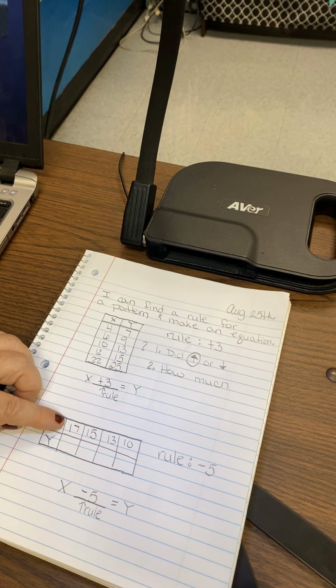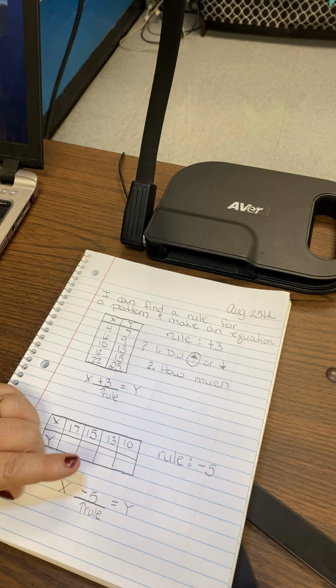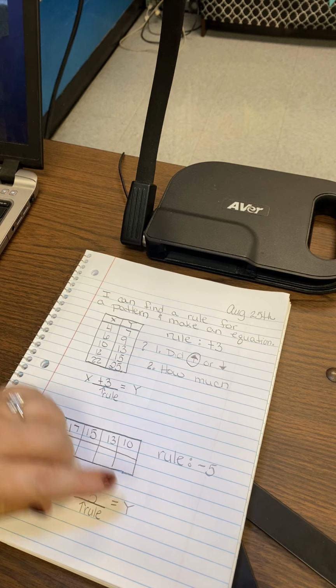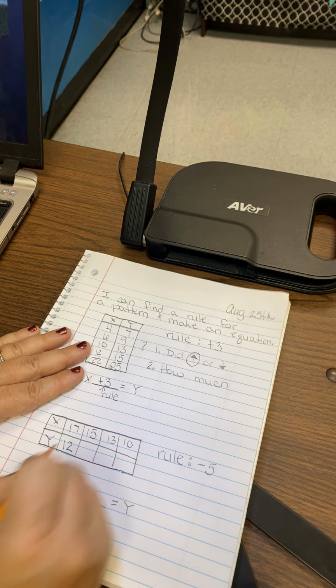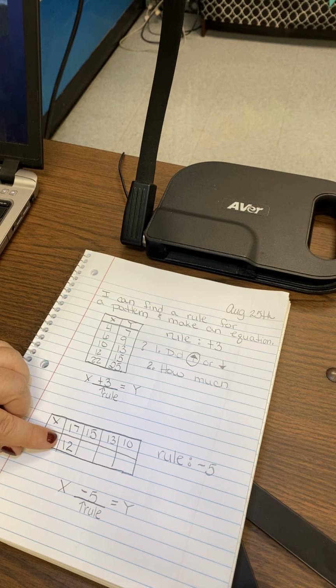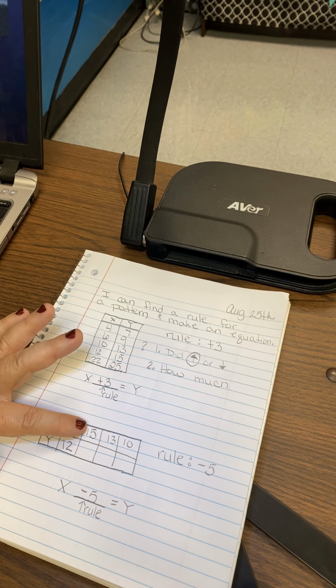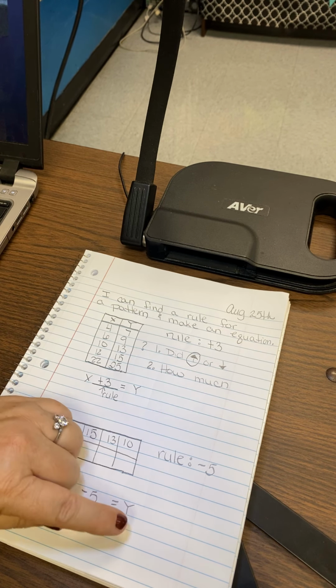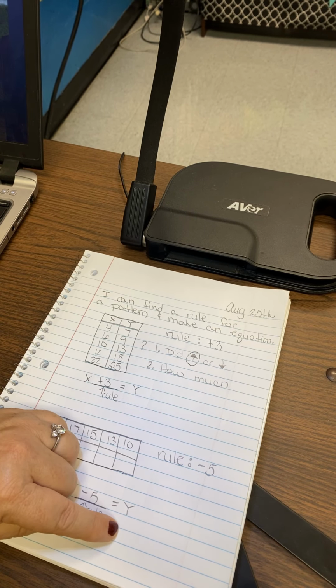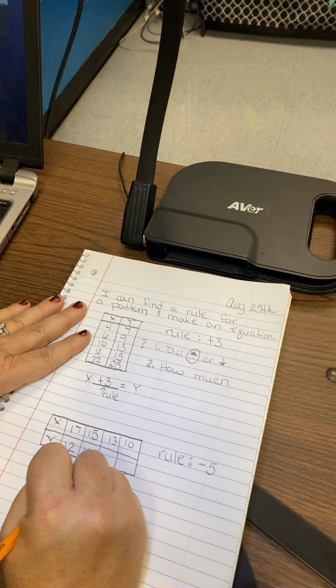So if I looked up here at 17 and I said 17 minus 5 equals my y, I would say 17 minus 5 is 12, and 12 I would write in my box because that's the number I'm missing. Okay? So then the next one would be 15, and I would put 15 where my x was, and I would say 15 minus 5 equals y, which is 10.